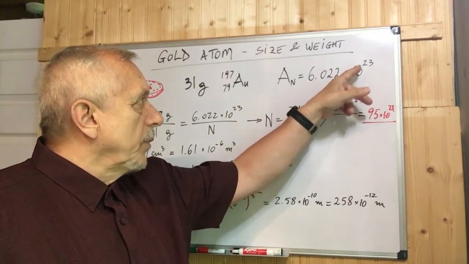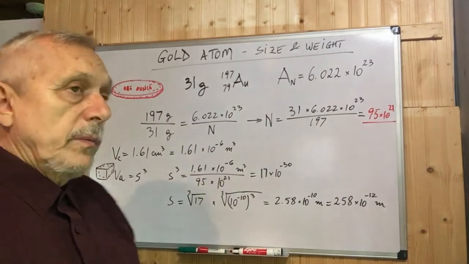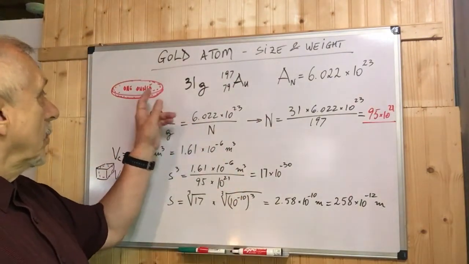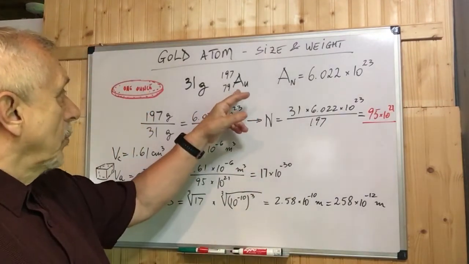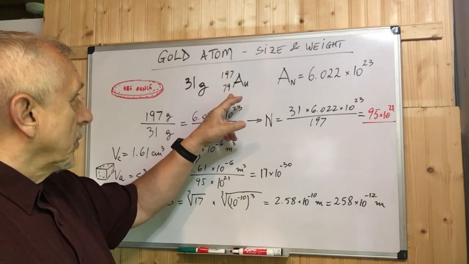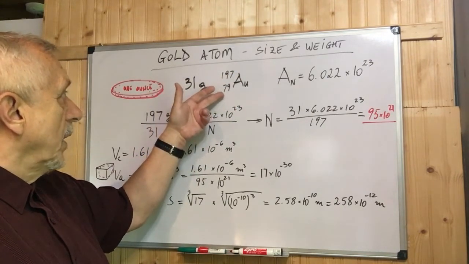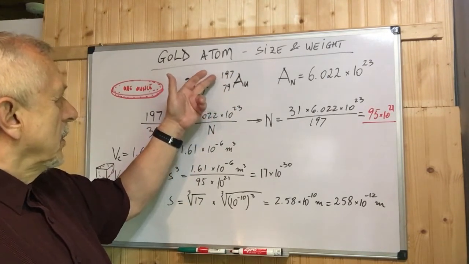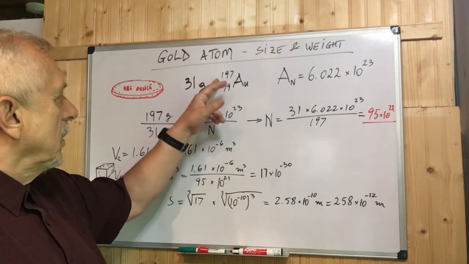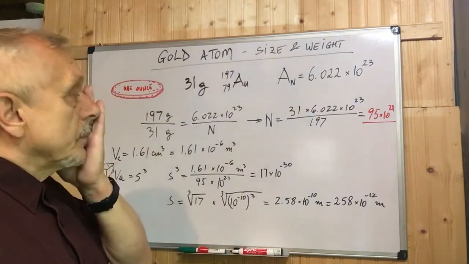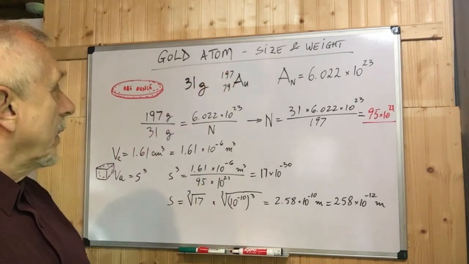6.022 times 10 to the power of 23, the Avogadro constant or number, and also the Mendeleev table, which shows that gold, the symbol is Au from Latin aurum, has 79 protons, and the atomic mass is 197, which means it has 79 protons and 118 neutrons altogether, so that's why the atomic mass is 197.